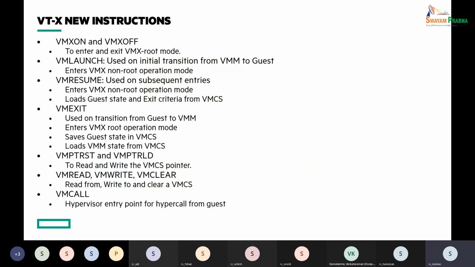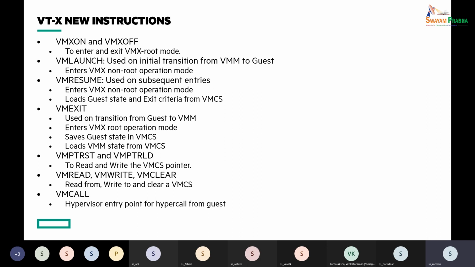So, like I said, the new instructions VMX on and VMX off enter and exit the root mode, launch launches the guest, and resume resumes after an exit, to transition from the guest to the VMM. When you do a VM exit, it saves the guest state in the VMCS, and it would also have saved the VMM host state in the VMCS. So it will load that so that the host starts running, the VMM starts running, and then once it resumes back, it would again relaunch it from the guest state which it had saved earlier.